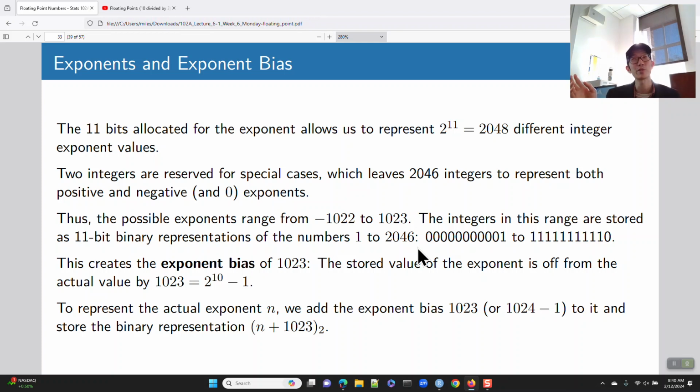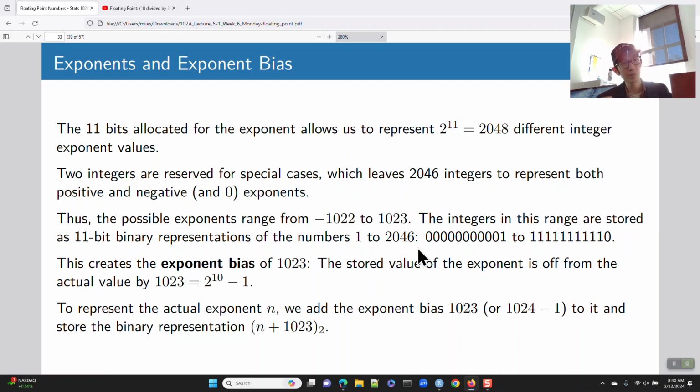That forms a good reference point, because you could say, okay, well, 2 to the 8 is going to be a quarter of that, 256. 2 to the 10 is 1024. So anyway, it's a good one to memorize. So 2 to the 11 is 2048. And so we can represent 2048 different integer exponent values.